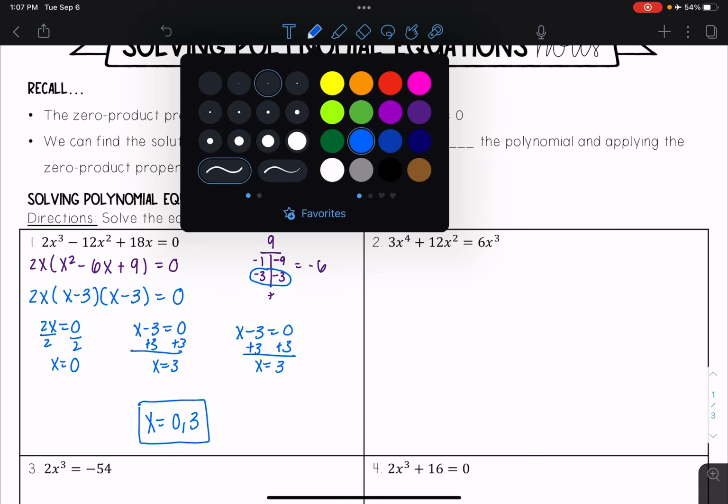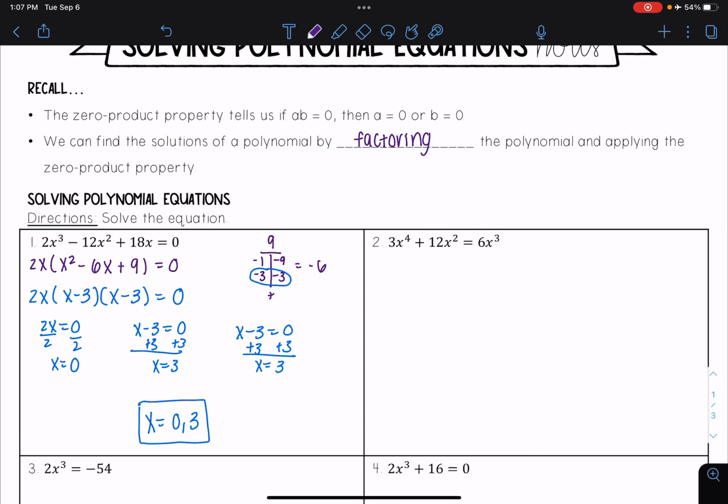Okay, let's look at another one. So here I have 3x to the fourth plus 12x squared is equal to 6x cubed. First, in order to factor this, I need all of my terms on one side of the equation. So I'm going to subtract 6x cubed from both sides. And I'm going to keep this in standard form, so I'm going to put the x cubed in the middle to get 3x to the fourth minus 6x cubed plus 12x squared is equal to 0.